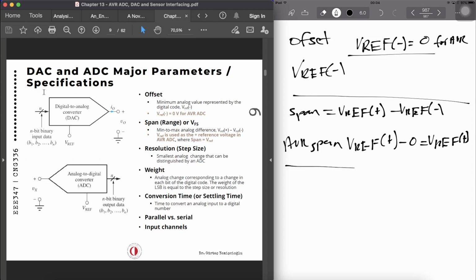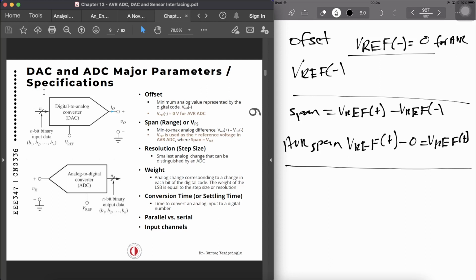Okay, another important metric or parameter is the resolution. Now, what is resolution? Whenever an input is changed, what is the maximum voltage or current that changes at the output? Or what is the required change in input in analog setting so that there's 1 bit of change at the output? This is what we need to answer as a resolution. So resolution is the smallest analog change that can be distinguished by the analog to digital converter.